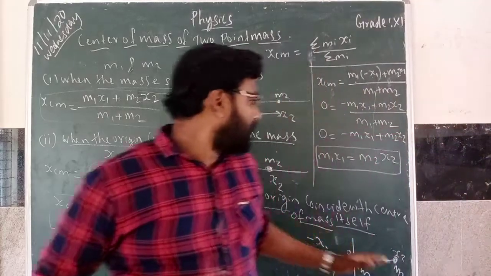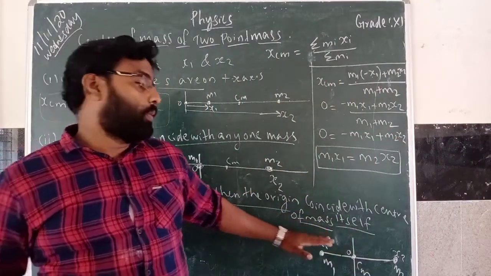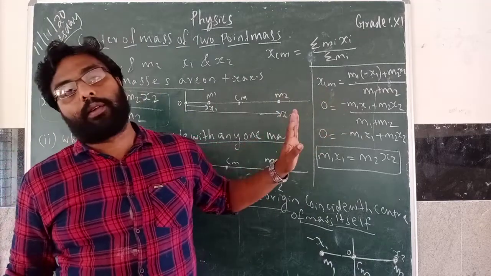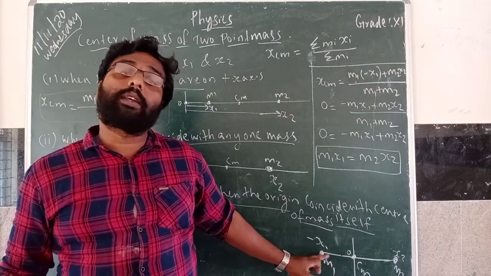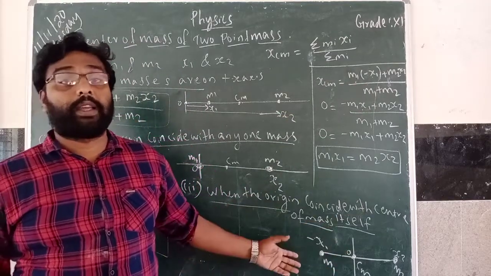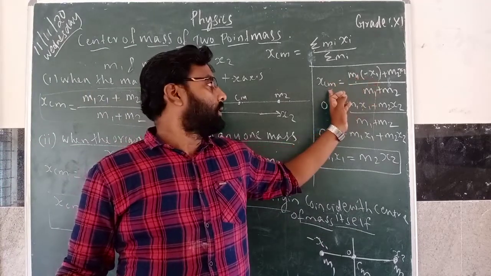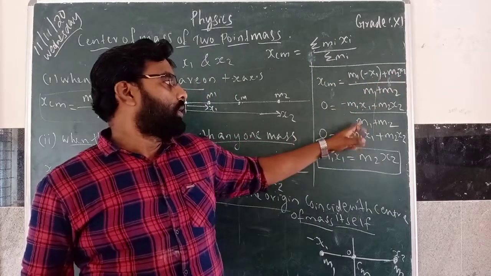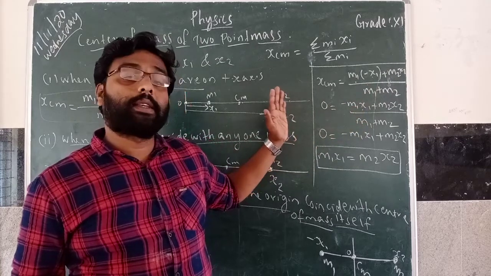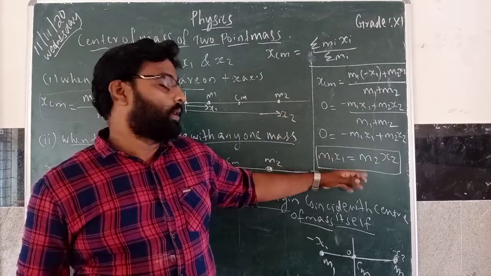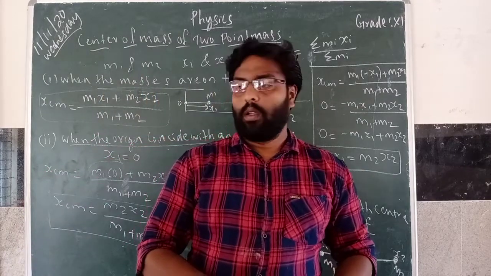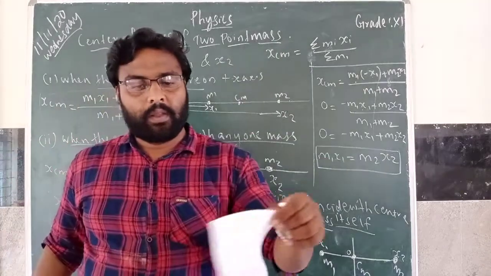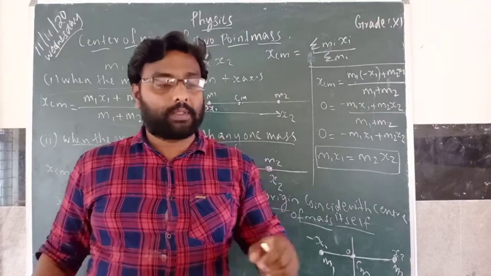The last case is when the origin coincides with the center of mass itself. The center of mass is 0, and x1 is at the negative x-axis, minus x1. So 0 equal to m1 into minus x1 plus m2 x2 divided by m1 plus m2. This minus m1 x1, after coming to this side, changes into m1 x1. So m1 x1 is equal to m2 x2. This is how you can find the center of mass for 2-point mass. And the next topic is the center of mass for uniform distribution of mass.